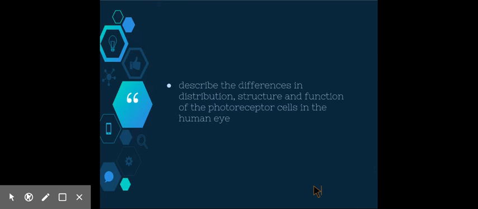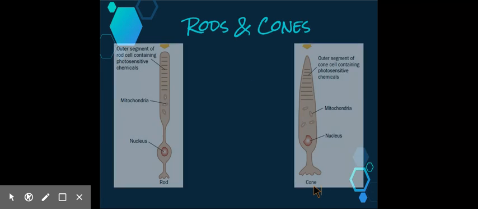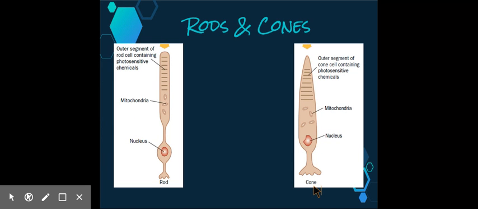So the next dot point that we need to look at is to describe the differences in distribution, structure, and function of the photoreceptor cells in the eye. There are three things that we need to look at here for both of the types of photoreceptors. We're going to start by looking at structure, as that's probably the easiest to visually see.